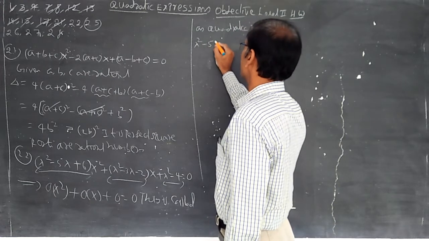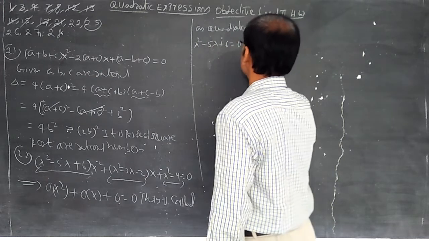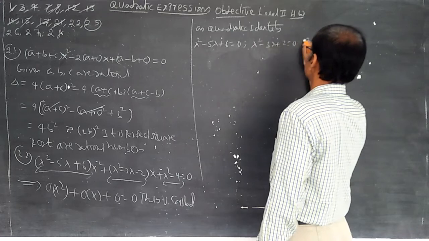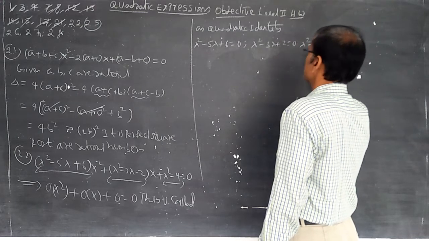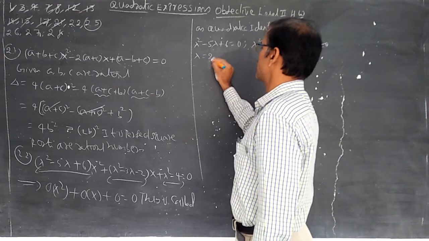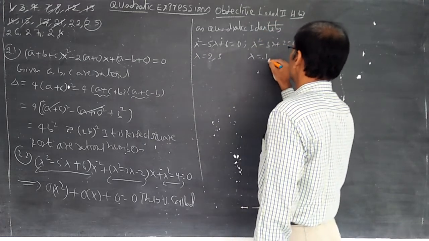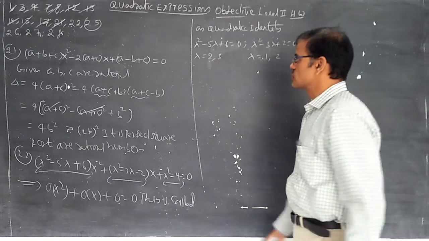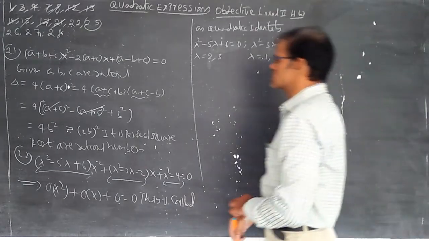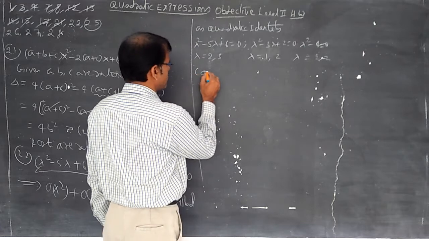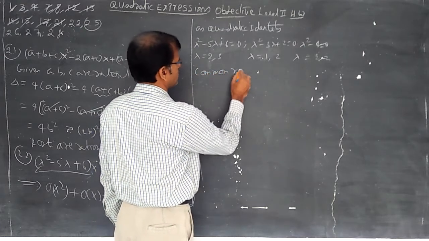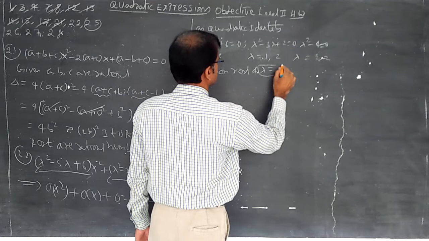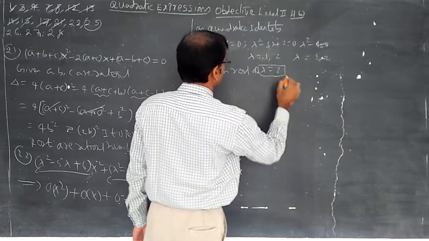That implies lambda square minus 5 lambda plus 6 equal to 0, lambda square minus 3 lambda plus 2 equal to 0, lambda square minus 4 equal to 0. Depending upon this, you can write lambda equal to 2, 3, and here lambda is equal to 1, 2, and here lambda is equal to plus or minus 2. So what is the common root? What is the common root satisfied here? That is the original value of lambda. Common root of lambda is equal to 2. So whenever lambda is equal to 2, you can substitute any value in the quadratic equation.